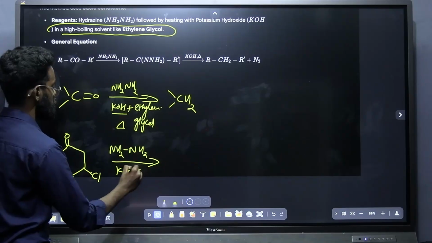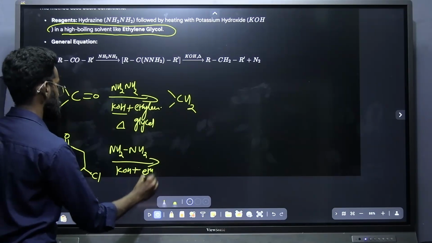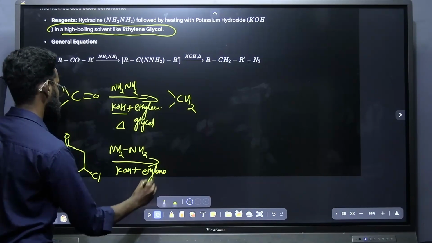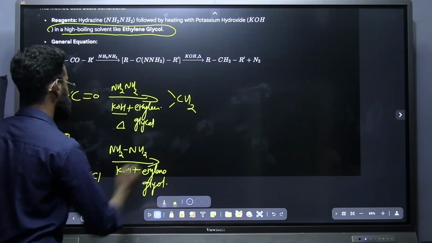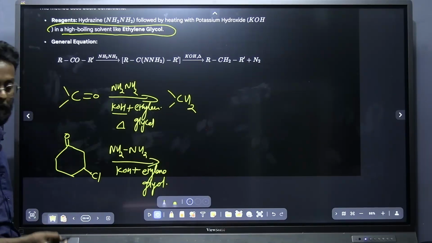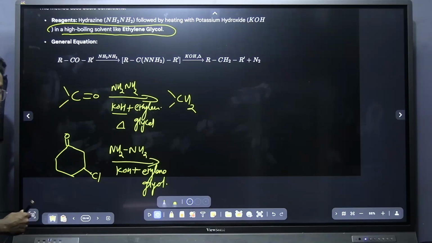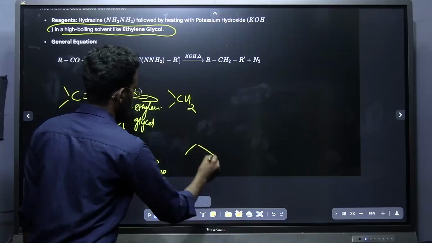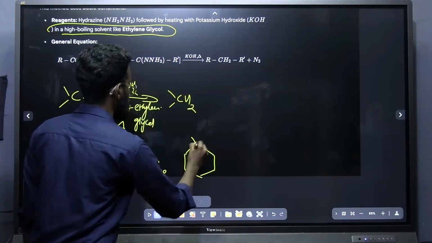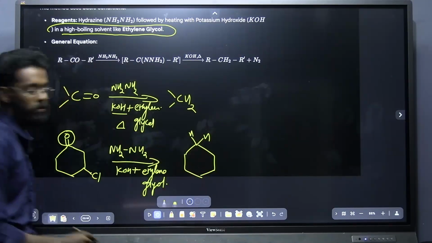KOH plus ethylene glycol. What is the product we will be getting? Anybody have any idea? What is going to happen here? First of all, this C double bond O will be converting into the alkane part. There is no doubt in that.